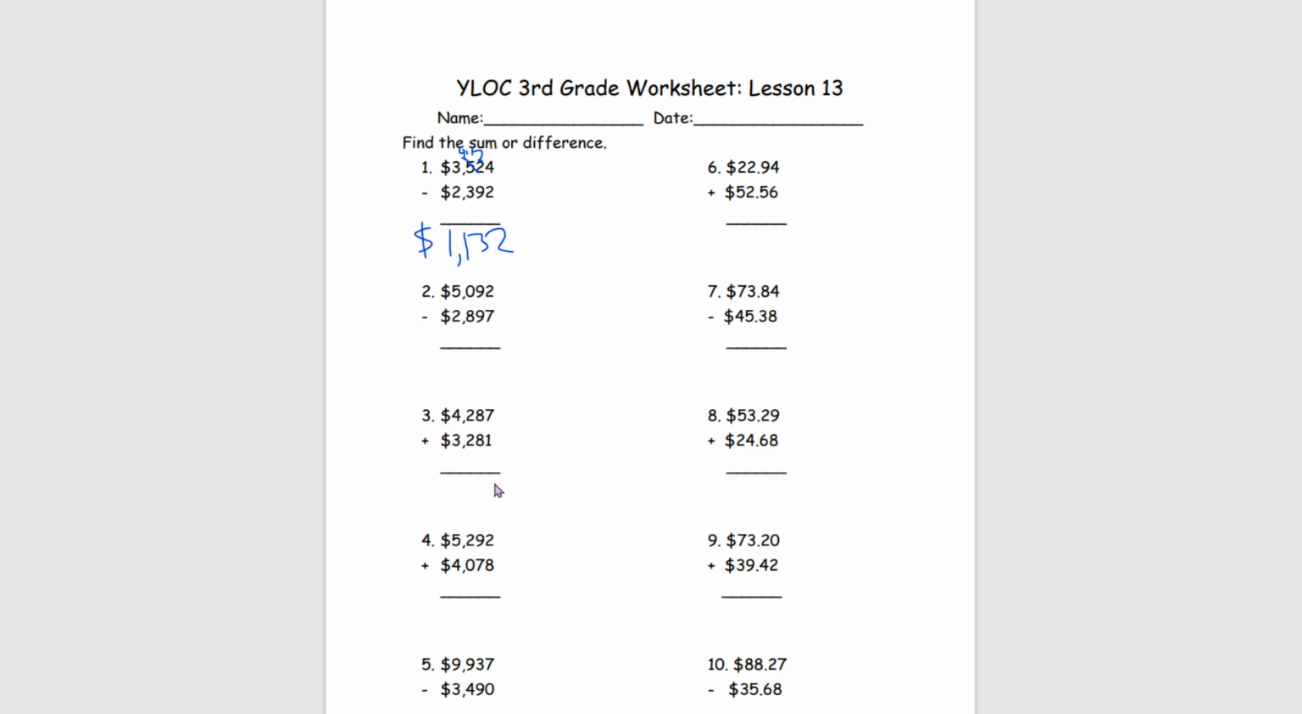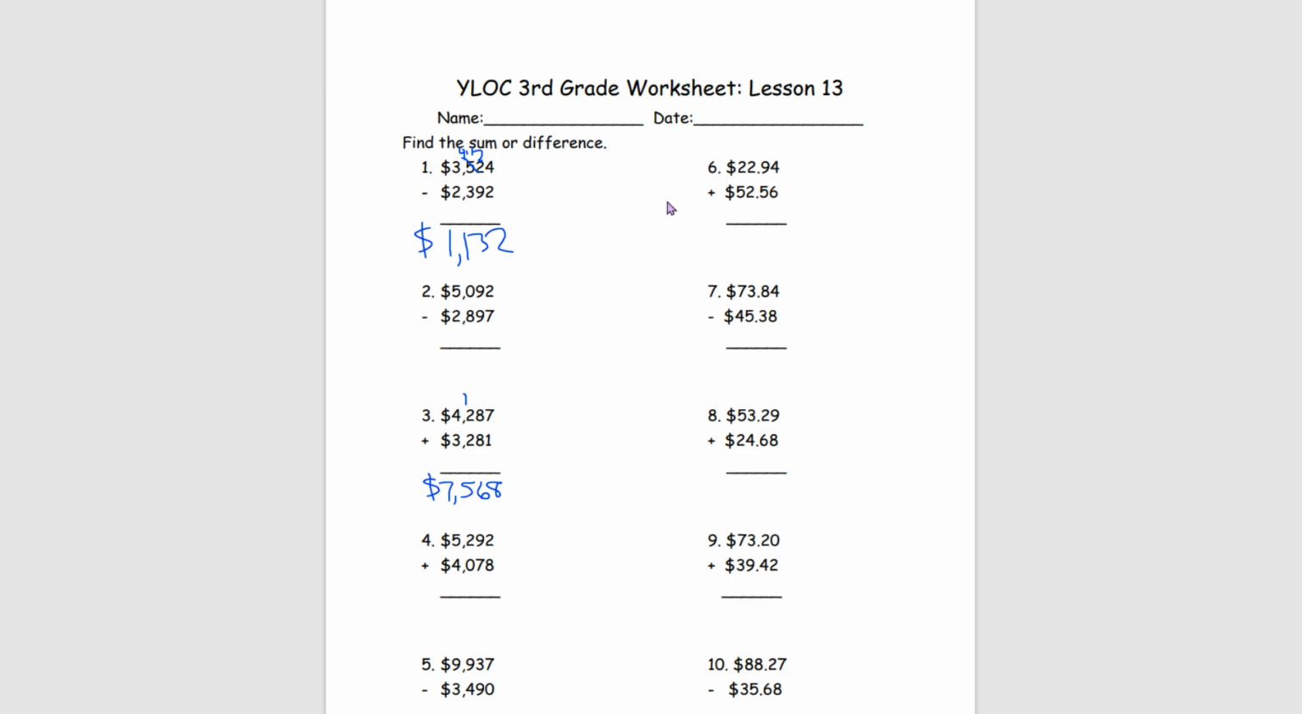And for number 3, we're also adding, so let's add our digits for this one. 7 plus 1 equals 8. 8 plus 8 equals 16, so we put a 6 right here and carry the 1 over. 1 plus 2 equals 3, and 4 plus 3 equals 7. And so our answer for number 3 is $7,568. Over on this right side, it's the same thing, but this time it has cents.